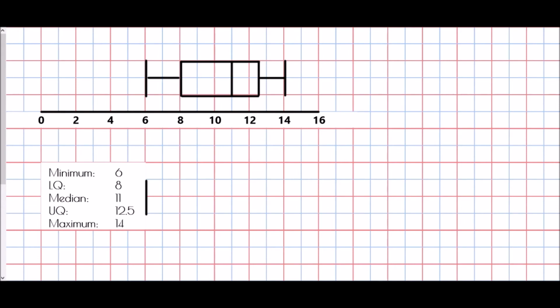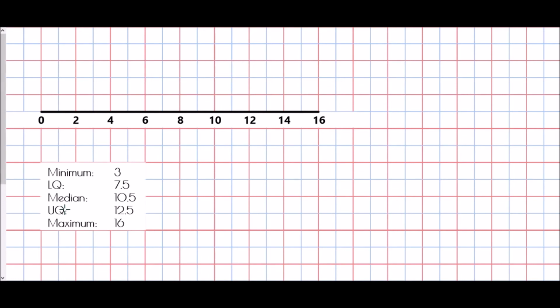For our third question, this is the one where all of our values ended up slightly in between numbers, so we're going to end up with quite a few 0.5s in this case, but again, begin here with the central 3 values. The lower quartile was 7.5, the median was 10.5, and the upper quartile was 12.5. Join them together to make our box. And then our minimum was 3, our maximum was 16. Draw the whiskers.